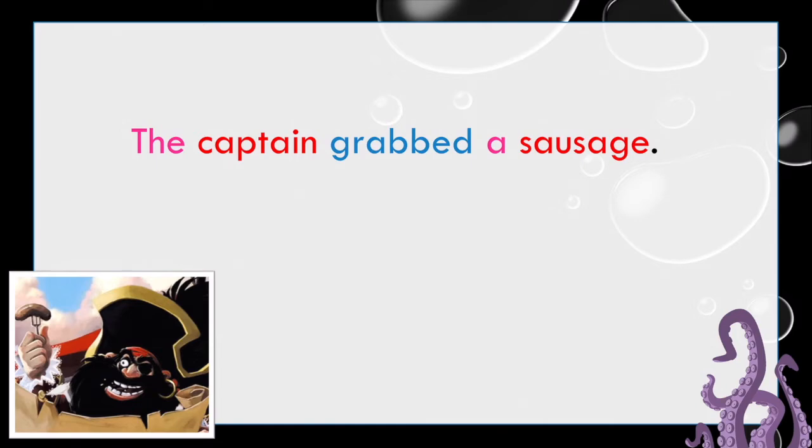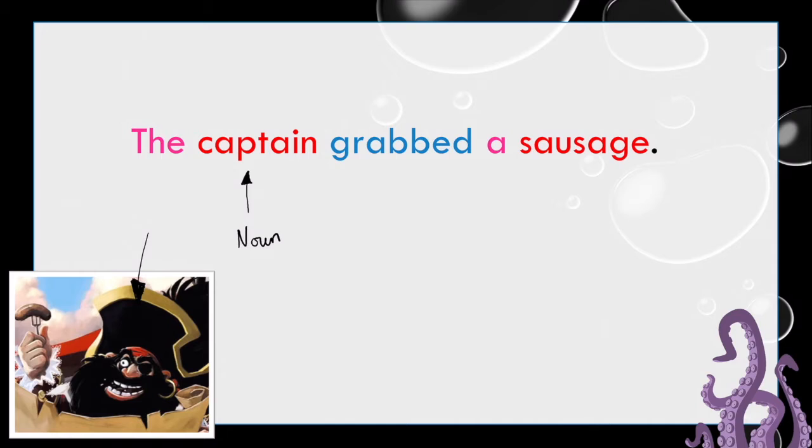This is a pretty simple sentence. It could just be the captain grabbed. That's about as short as we could get it. Or if his name was Captain, it could just be Captain grabbed. Because we need a few bits to our sentence. Well, first of all, we need to have this. Now, this, as I'm sure you know, is a noun. It's a person, place, or thing. In this case, it's this person down here.